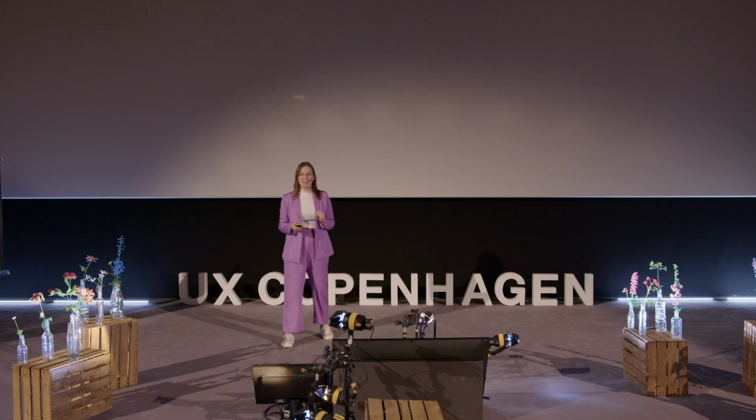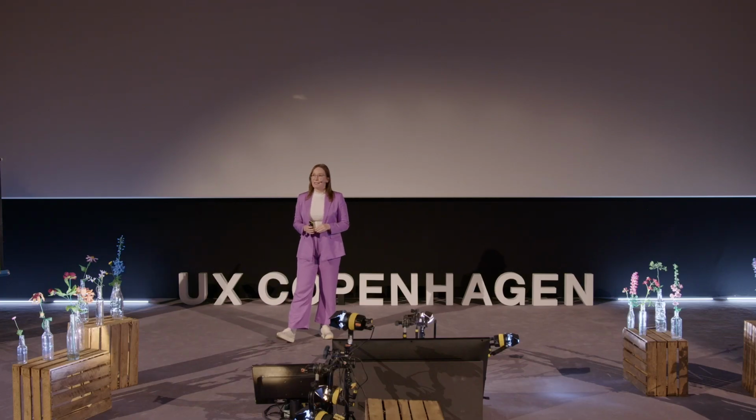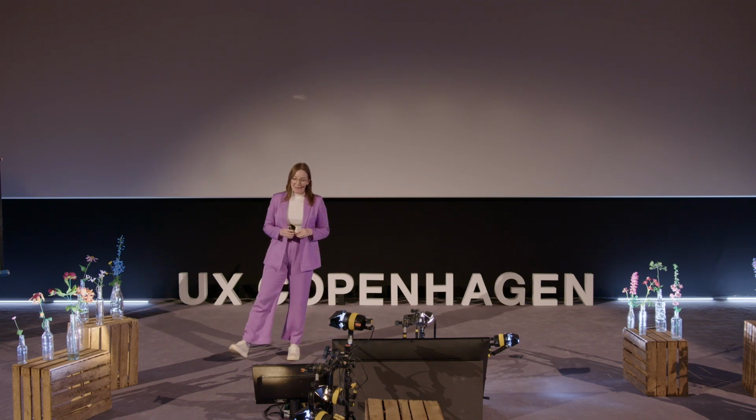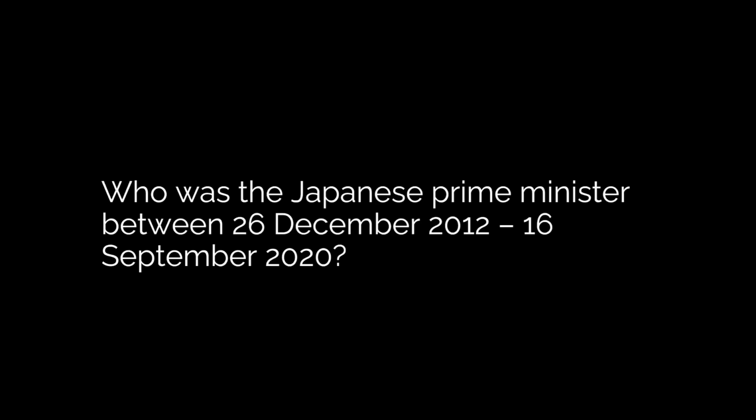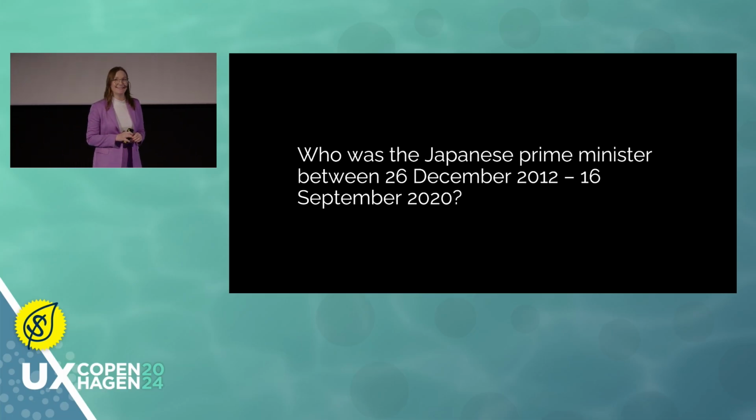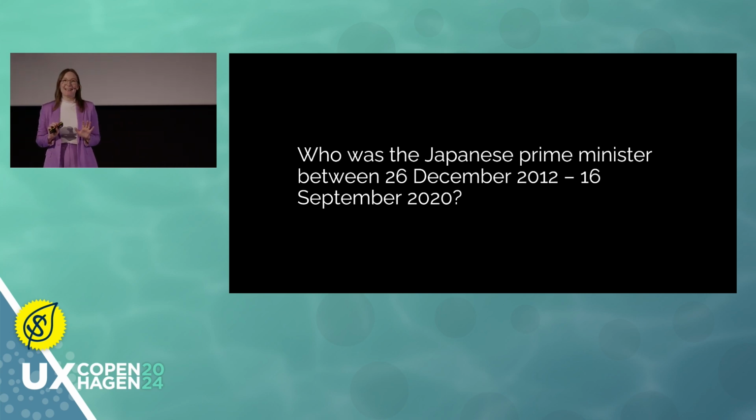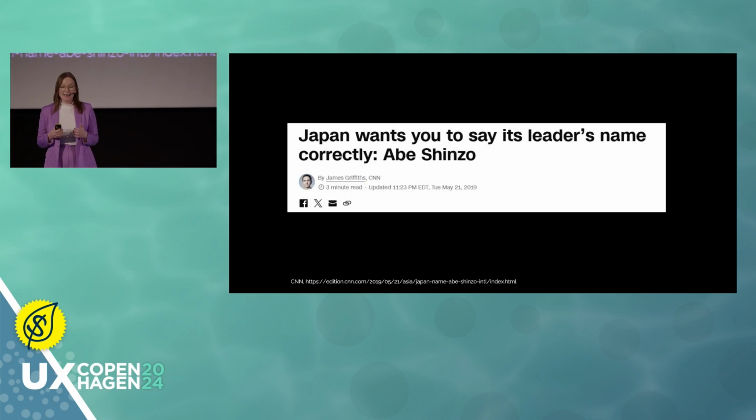Okay, so we've done time and we've done money. We're going to do our next default. Modern history question. Who was the Japanese Prime Minister between the 26th of December 2012 and the 16th of September 2020? Okay, I've heard someone say it. I'm not going to ask you to yell it out, but keep in your mind the answer to this question. Because the answer to the question that I had in my mind is not actually the preferred answer to this question. Japan wants you to say its leader's name correctly, Abe Shinzo.